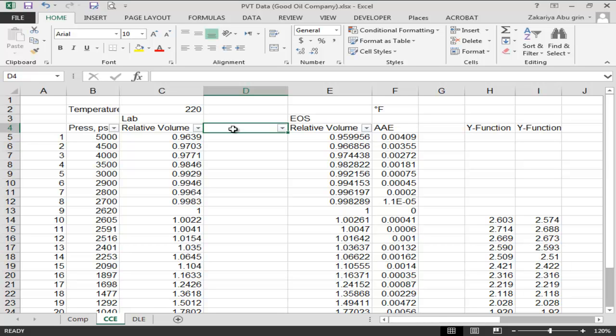And from the chart, we know how the data will look. Are they in a straight line or not? If they are not in a straight line, you will need to fix the relative volume. So you will have the lab relative volume and you will need the fixed lab relative volume. How do we fix that? By the y function. How do we calculate that? You have a small equation and you can try that in your Excel sheet.